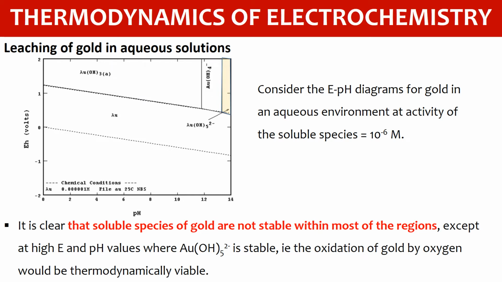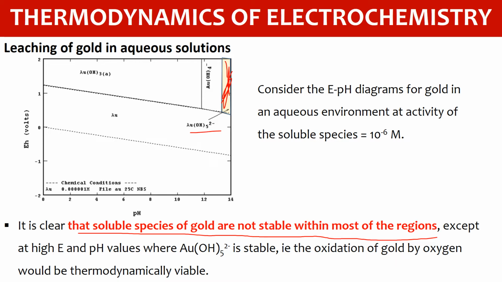Right. Now let's consider the leaching of gold in aqueous solutions. If we look at the gold-water system, we can see that the soluble species of gold are not stable within most of the regions of water. There's just a small region here where gold forms an ion, which is stable.